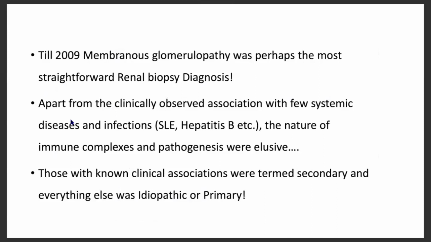Now, till 2009, as far as renal pathologists were concerned, membranous glomerulopathy was the easiest diagnosis. You just have a case, you see maybe thickened-appearing GBMs, you do the IF, you see a nice IgG, and you just sign it out, very happy. Within 5 minutes, I'll be done with my case. In this era, apart from the clinically observed association with a few systemic diseases like SLE, the nature of the immune complexes was elusive. It's not that people didn't try to understand that, but it remained elusive at that point in time. Where we knew the disease associations like hepatitis B or SLE, we would call them secondary membranous, and everything else was primary. This was the concept at that time.